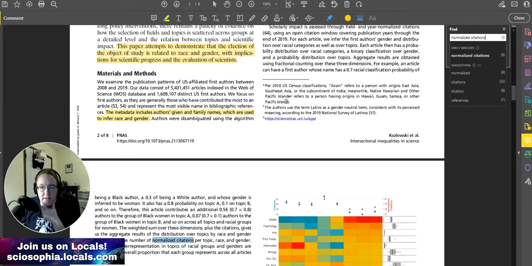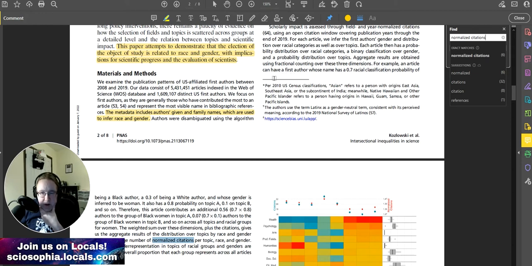Okay, scholarly impact is assessed through a field and year normalizing citations using an open citation window covering publication years through the end of 2019. For each article, we infer the first author's gender and distribution over racial categories as well as over topics. Oh, and by the way, gender is just male or female here. Each article then has a probability distribution over racial categories, a binary classification over gender, and a probability distribution over topics. Aggregate results are obtained using fractional counting over these three dimensions.